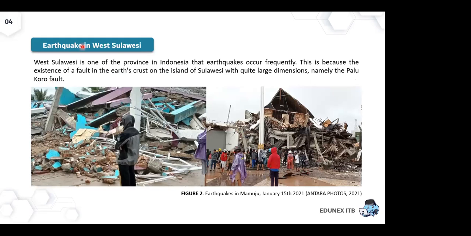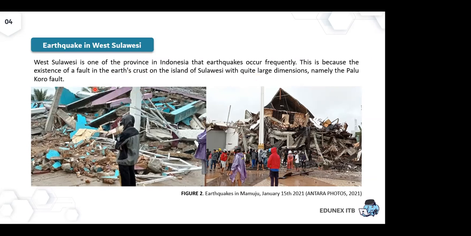Okay, next, earthquakes in West Sulawesi. We know that West Sulawesi is one of the provinces in Indonesia, which is located on the island of Sulawesi. And also, West Sulawesi is a province that is quite prone to earthquakes. Why? This is because of the existence of a fault in the earth's crust on the island of Sulawesi with quite large dimensions, namely the Palu Koro Fault.